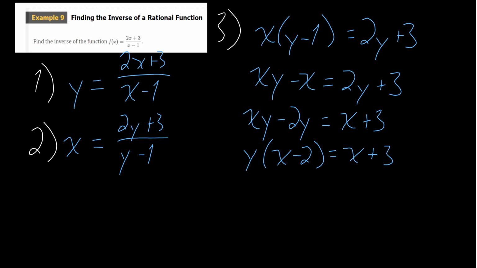And then now we see what we're looking for, right? We divide both sides by x minus 2, so we've got y is equal to x plus 3 over x minus 2. And then, like I said before, we'll just go ahead and make this step 4 here and change this y to f inverse of x.